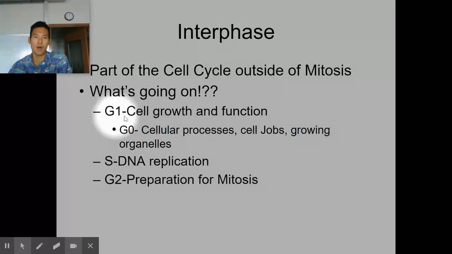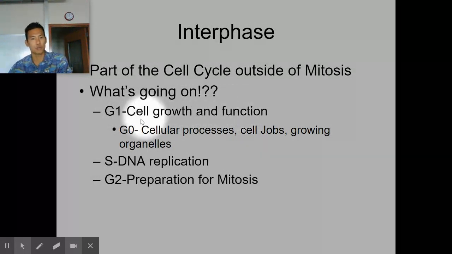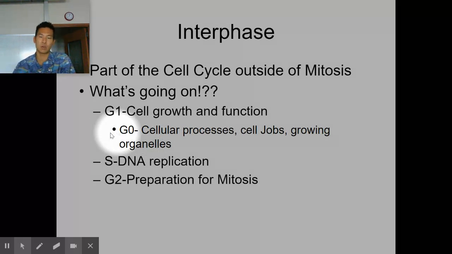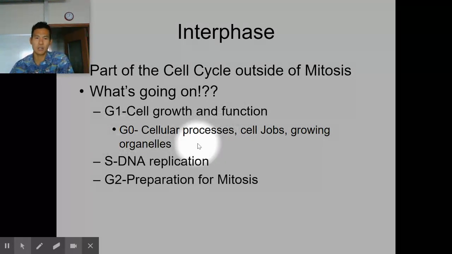Okay. You've got G1, where a cell grows and develops. There's also an offshoot called G0. And during G0, a cell does zero growth. This is where a cell will do its job. If this is a unicellular organism, then at G0, it would live out its life. This would be its life cycle right here.